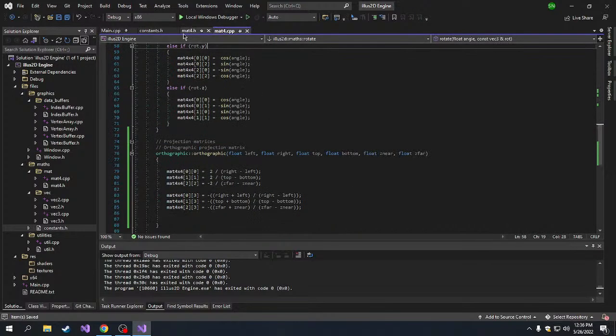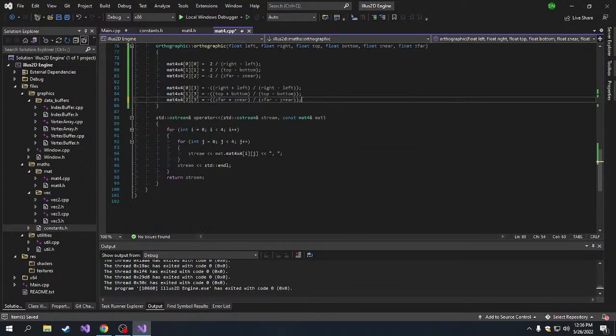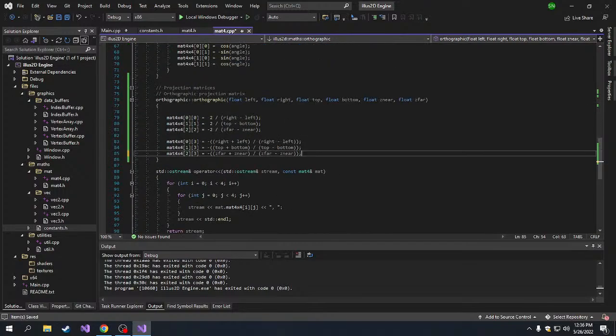We'll go to mat4.h. Sorry, my chair is a bit not aligned well, to align my chair well.